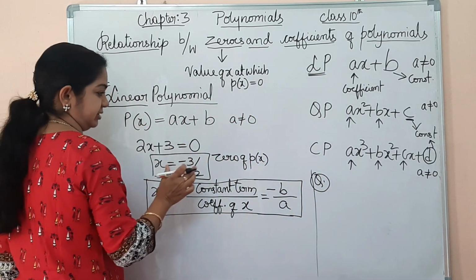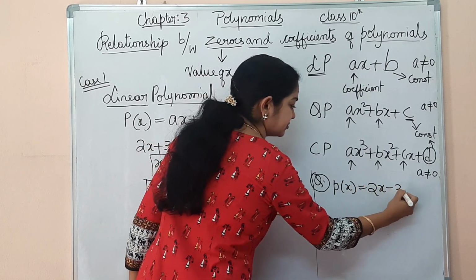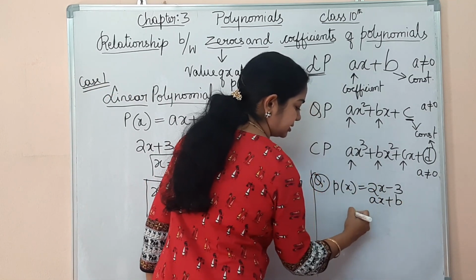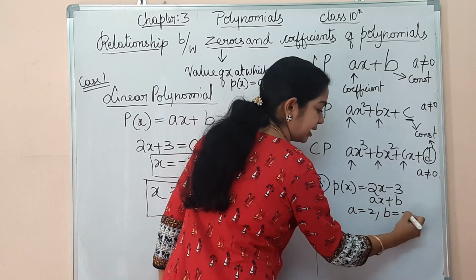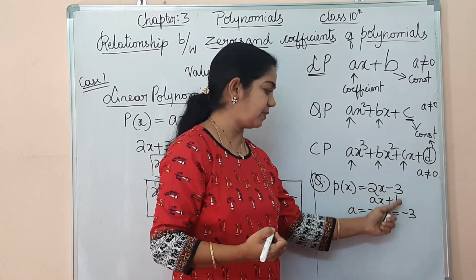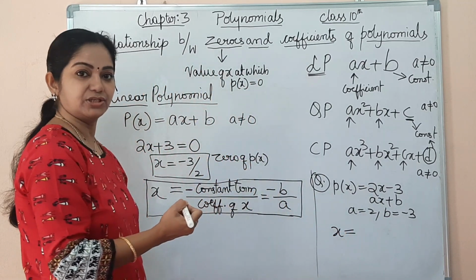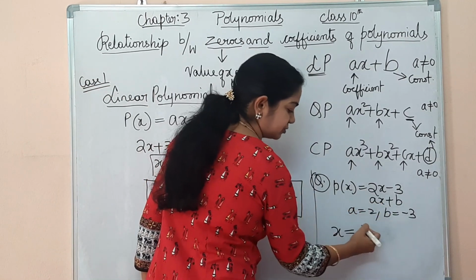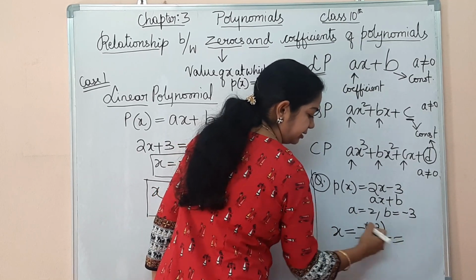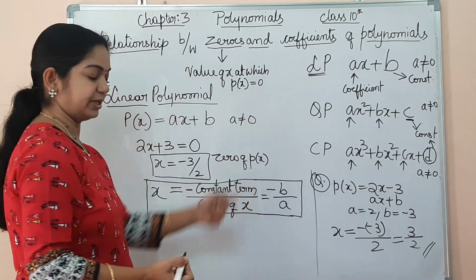Now let me take p(x) equal to 2x minus 3. When you compare it with the general form ax plus b, a is 2 and b is minus 3. Now if you want to find the relation, our zero is minus b by a. Minus b is already minus 3, so minus of minus, plus 3 by 2. This is the zero of this polynomial, 2x minus 3.